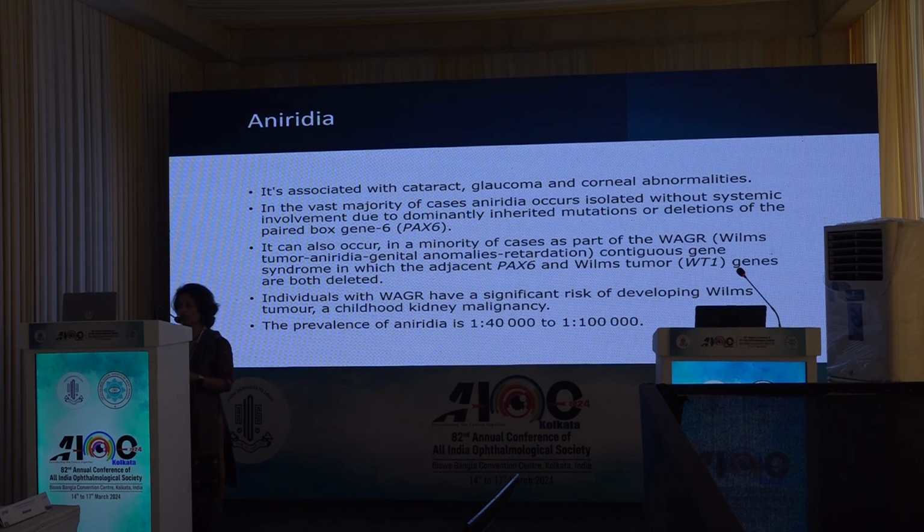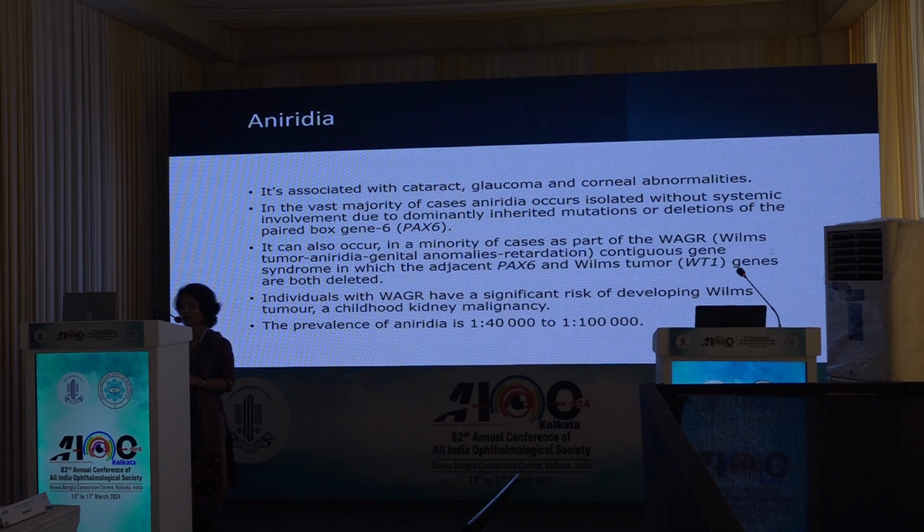The vast majority of cases occur isolated without systemic involvement, due to deletion of paired box gene 6, that is PAX6. It can also occur in a minority of cases as a part of WAGR, that is Wilms tumor, aniridia, genital abnormalities and mental retardation. It is sometimes due to adjacent PAX6 or the Wilms tumor gene if they are both deleted. Individuals with WAGR have a significant risk of developing Wilms tumor, a childhood kidney malignancy. The prevalence of aniridia is 1 in 40,000 to 1 in 1 lakh.